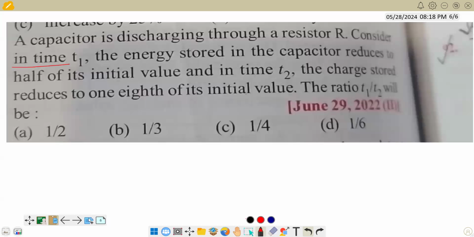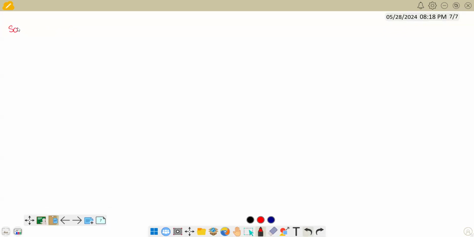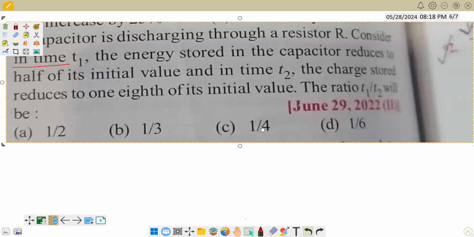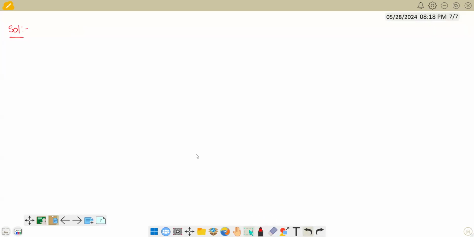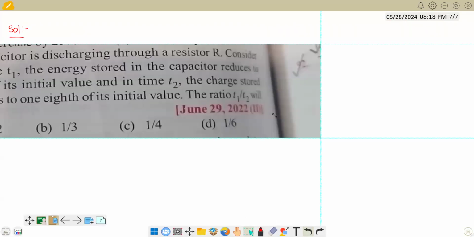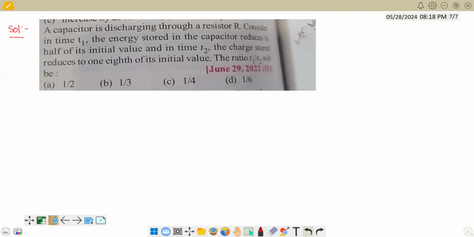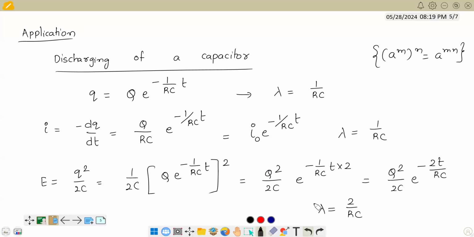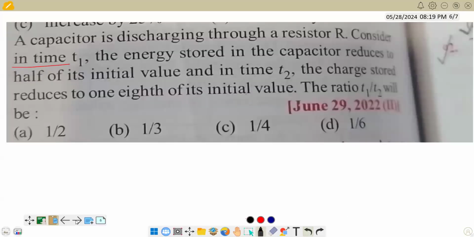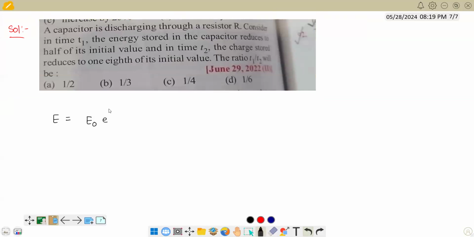So let us write the formula for the energy stored in the capacitor. We found just now that the energy stored equals E naught e power minus 2t by RC. And for this, what is lambda? The lambda value, that is the constant, is 2 by RC. This would be the lambda value of this.